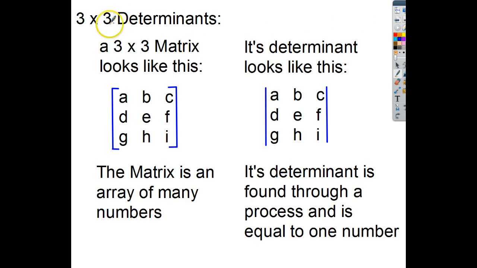All right, let's take a look at 3 by 3 determinants. A 3 by 3 determinant looks like this. It has 3 rows and 3 columns, or the horizontal groupings is 3 and the vertical groupings is 3. Okay, so excuse me, this is a matrix again, and then this is a determinant. And of course, the difference again, I've already been over that, is the dog ears, or what I'll call these little pieces up here, are missing. It's an array of numbers, and determinants are found through a process, and it's equal to a number.